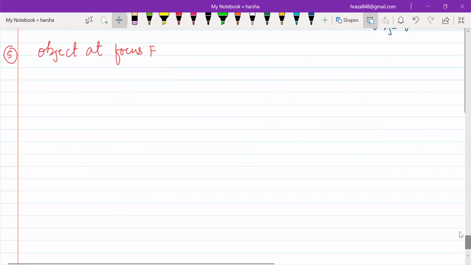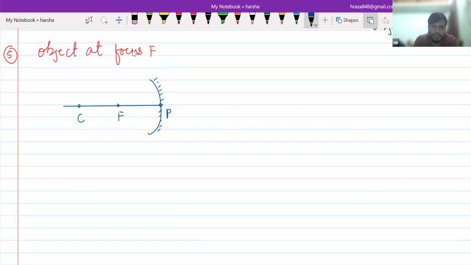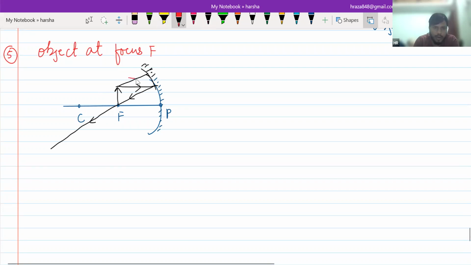Now see object at focus. Whenever object is at focus, see where the image will form. This is pole, this is focus, and this is center of curvature, and the object is at focus. So one of the rays will go parallel to the principal axis and pass through focus. And one of the rays will go like this. This is a concave mirror. And the rays will go and retrace its path on the same.